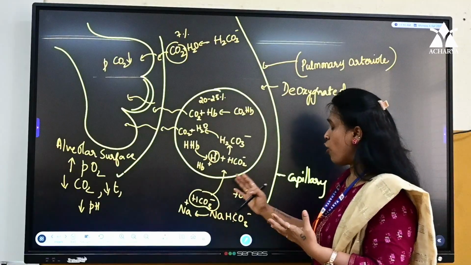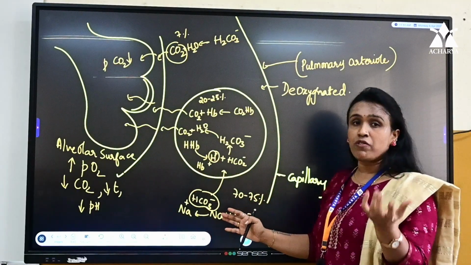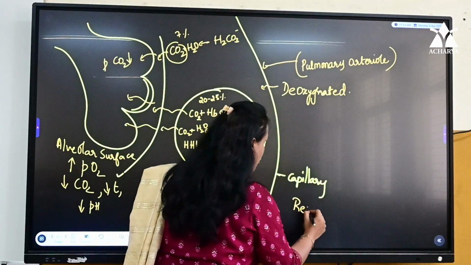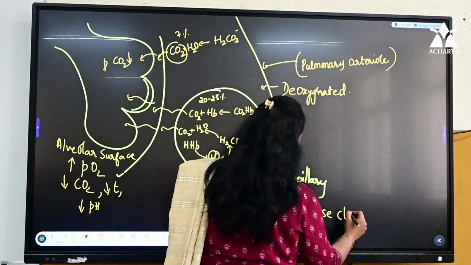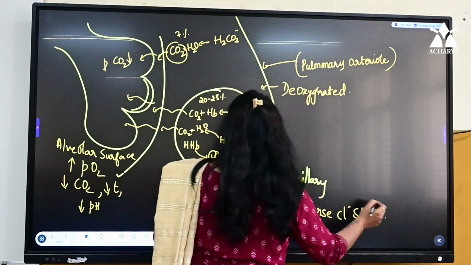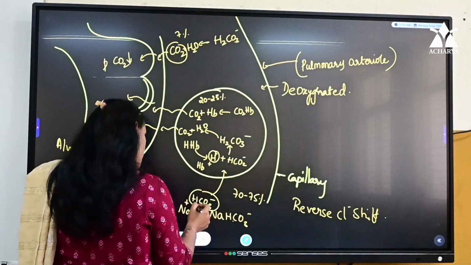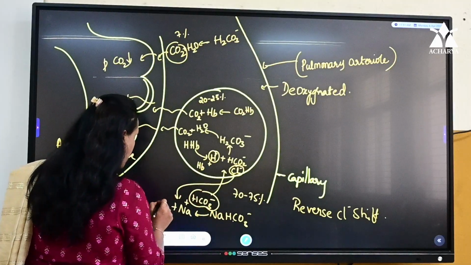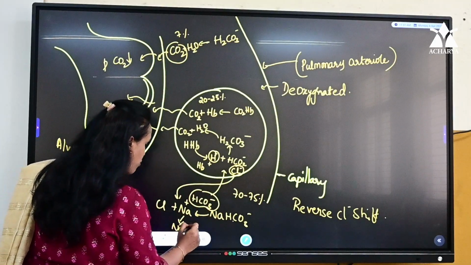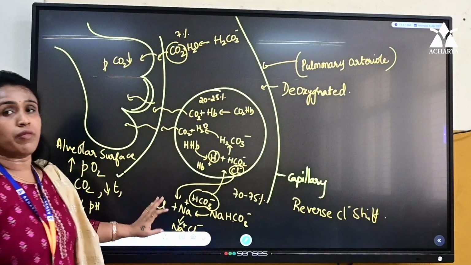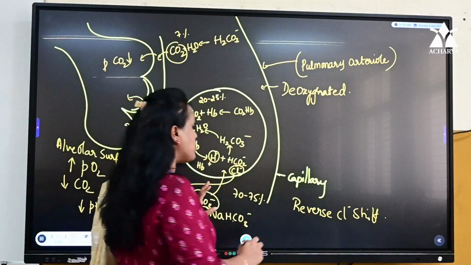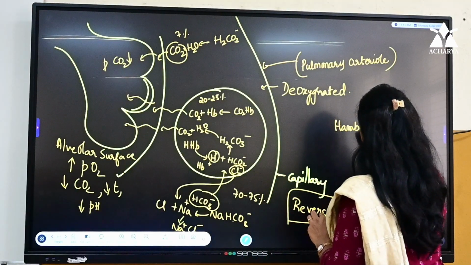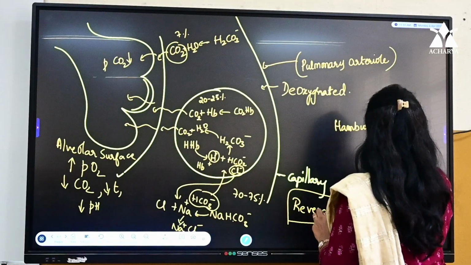Then next, whatever the reaction happened in the previous chloride shift, it is happening in the reverse order. So we call it reverse chloride shift. Reverse chloride shift. So what had happened here? The Cl which was present here now enters back and forms sodium chloride back. Okay, sodium chloride. Is that clear? So this is called reverse chloride shift. It is also called Hamburger's phenomenon.